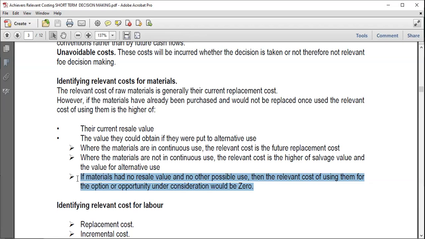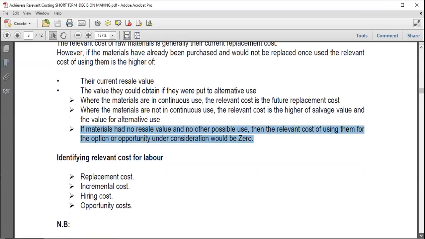You do not go back and say, I bought these materials at, let's say, 20,000 each, so I need to cost them. Even if you don't use them, they are scrap in nature. So when you're making your decision, these materials will be valued at zero. I think we shall look at an example and see how that plays.